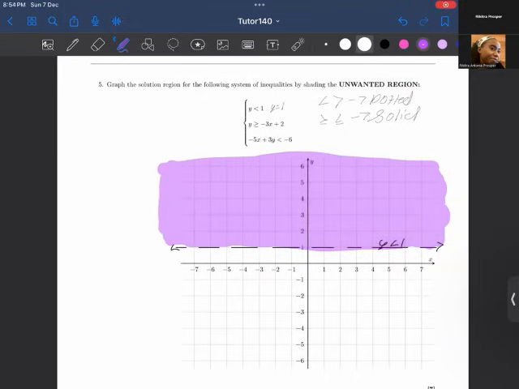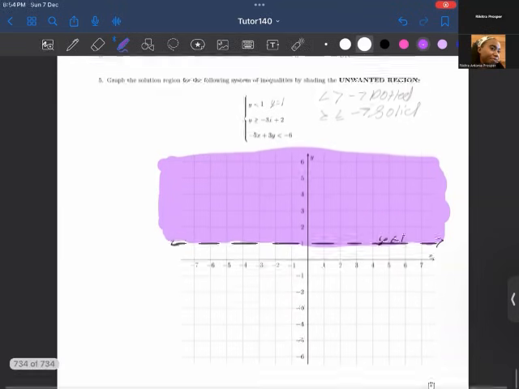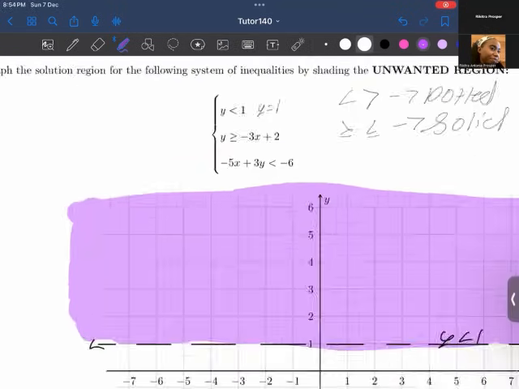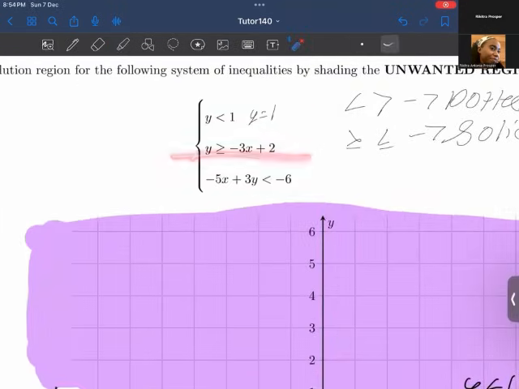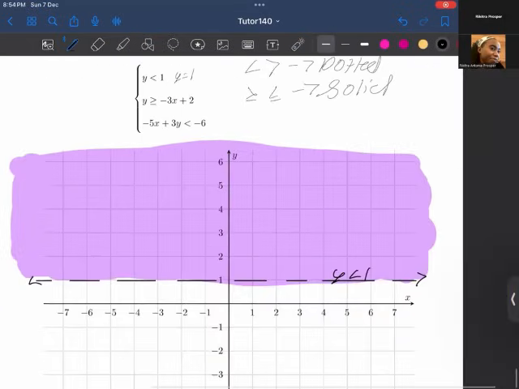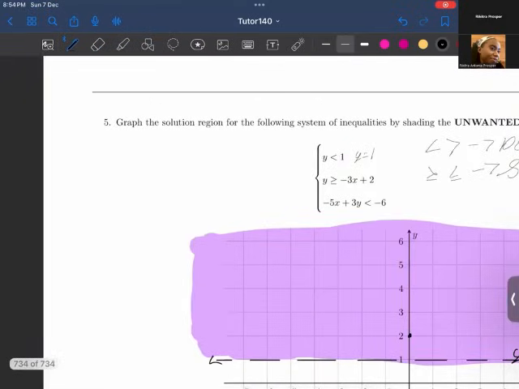Unwanted region, okay? Good, right? So now this is already in slope-intercept form, so we could just plot it. The y-intercept is 2, so we're just going to put 2. The slope is -3, but remember, the denominator of a whole number is just 1, so -3 over 1.